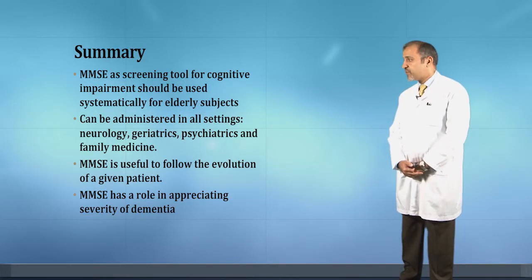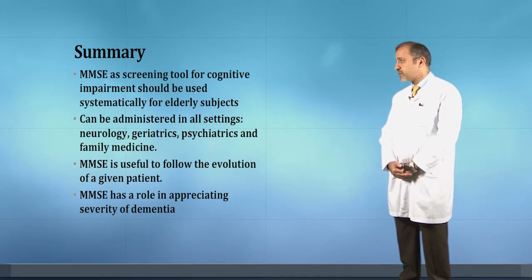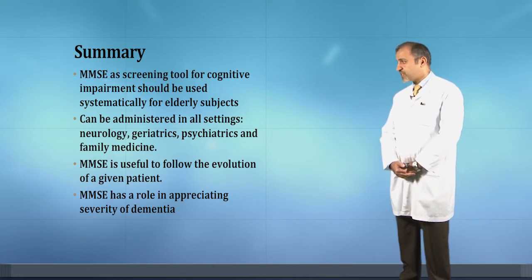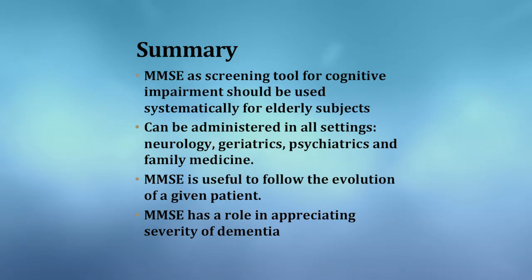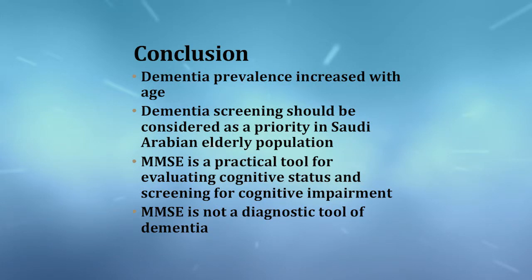In summary, the mini mental status examination is a very good screening tool for cognitive impairment and should be used systematically for elderly subjects. It could be administered in all settings: neurology, geriatric, psychiatric, and family medicine practices. It's a useful tool to follow the evolution of a given patient and has a role in appreciating severity of dementia. In conclusion, dementia prevalence increases with age.